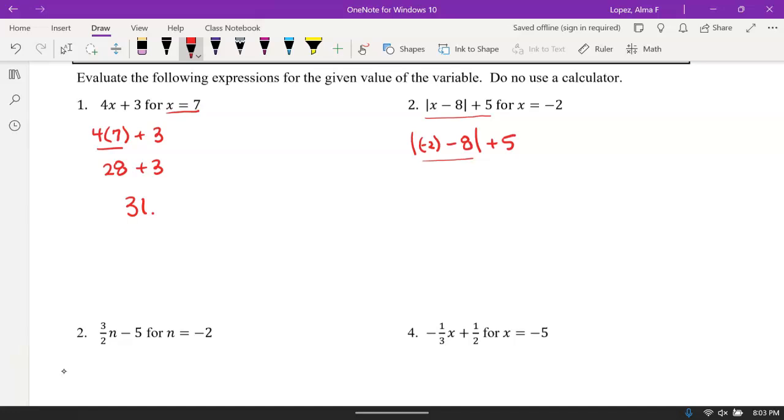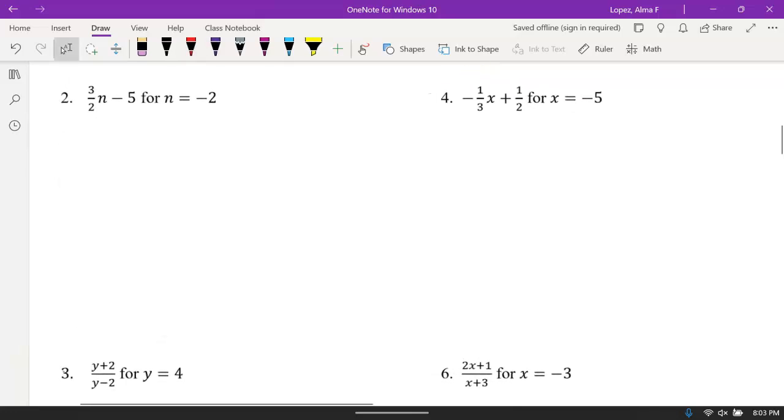We have the absolute value of -2 minus 8. That's going to be -10 plus 5. But absolute value actually denotes like a distance. If we drove the train backwards for 10 miles, we still covered 10 miles. So we write down the positive version of it, plus 5. Then finally, 10 plus 5 is 15.